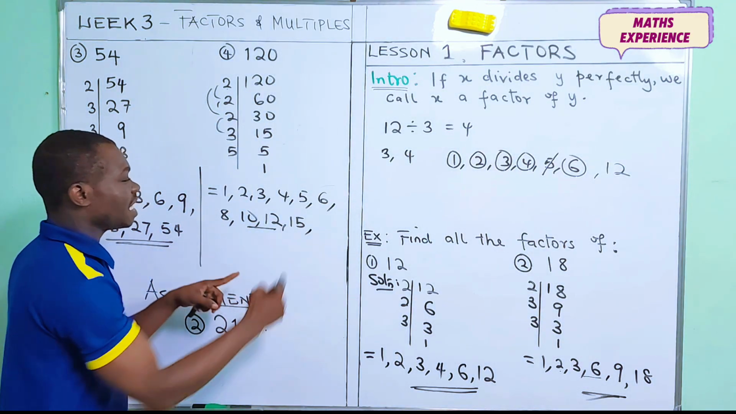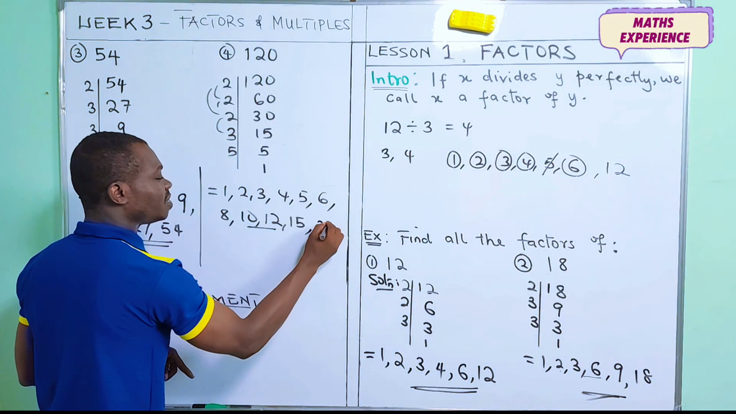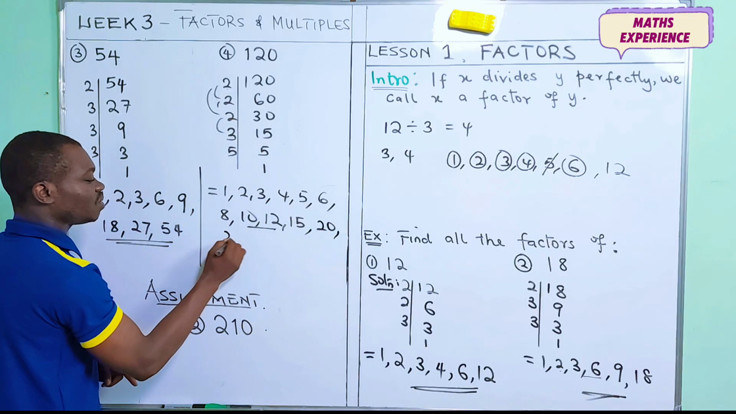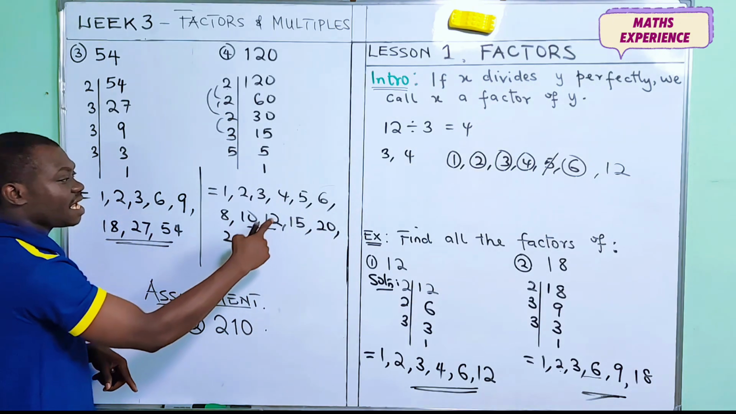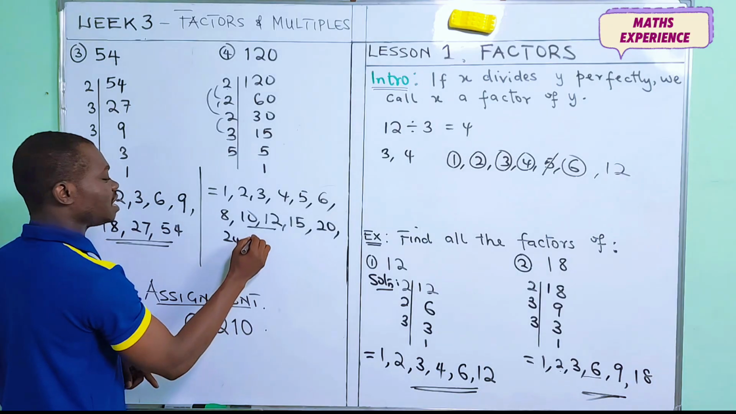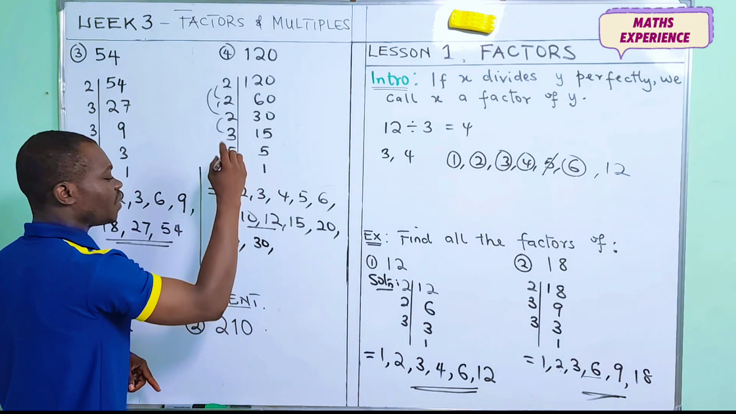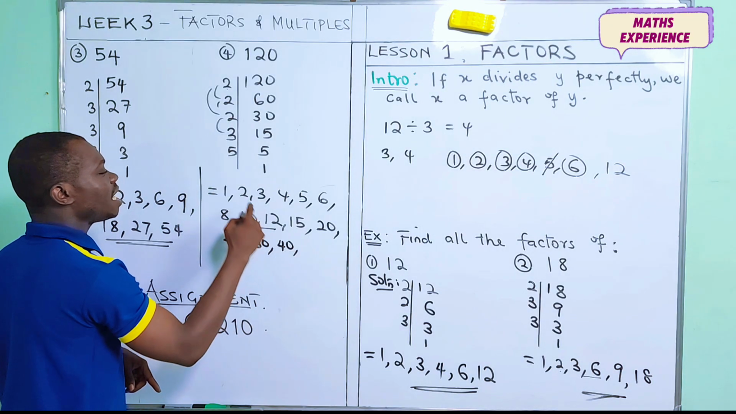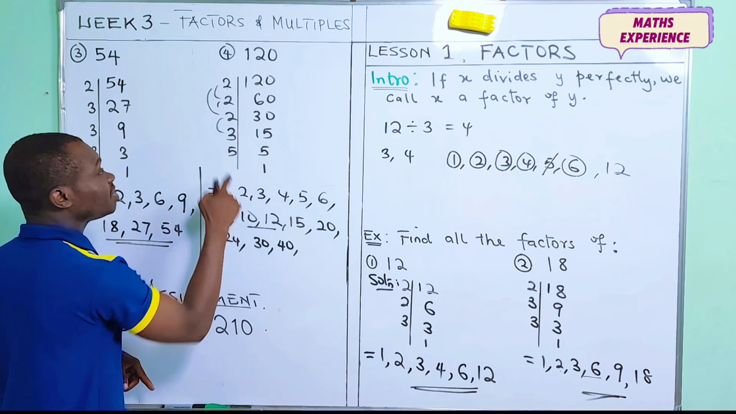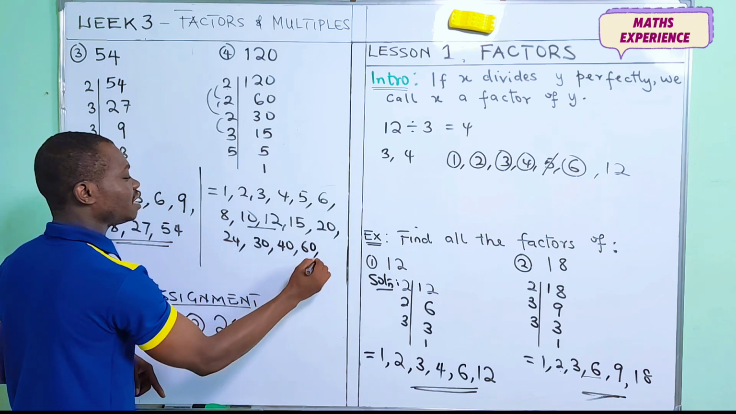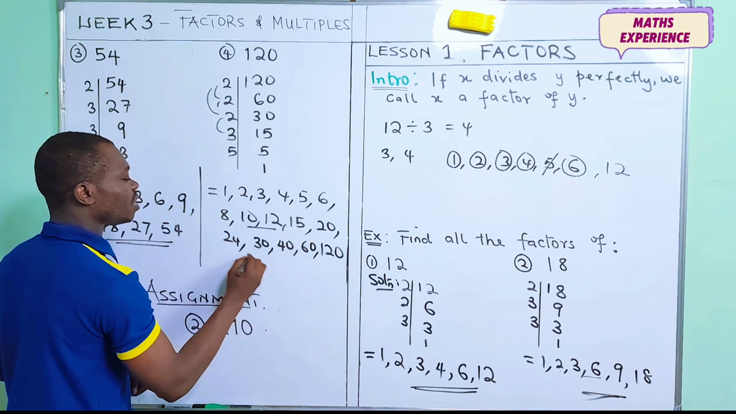So let's go to the next. Then 6 divided 120 is 20. 5 divided 120 is 24. And then 4 divided 120 is 30. 3 divided 120 is 40. Finally, 2 divide 120 is 60, and you have your 120.